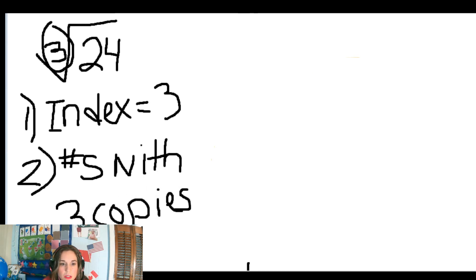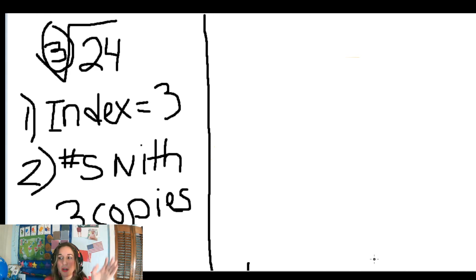My index is 3, so I'm looking for numbers that I have 3 copies of. So I'm going to draw my line down the middle. I always separate my work from my problem, you know, and I write myself these notes. See how I'm writing myself those notes? On the left side, you guys, do the same thing. Write index equals 3. Write numbers with 3 copies. Draw a line and then do your work, because you can use this left side as a reference point.